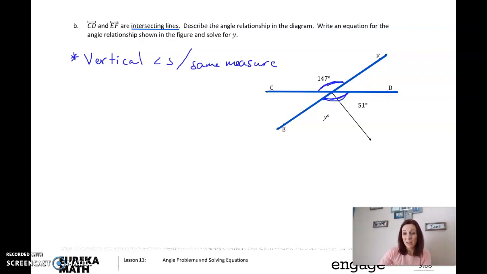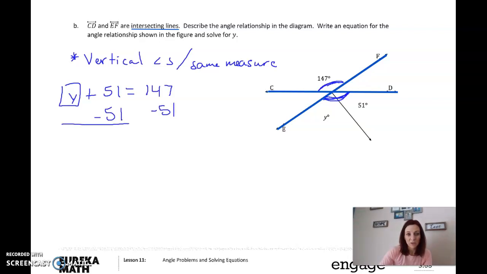So what does that mean? It means this angle equals this angle. These two parts added together, y and 51, make this whole angle, and it has to equal the one across from it, which is 147. Now we just solve it. We're solving for y, so I have to get rid of this 51. It's a positive 51, so I do the opposite. I subtract it. Whatever I do to one side, I do to the other. And I have y. These are opposites. They add to 0. Y equals, and this works out to be 96.